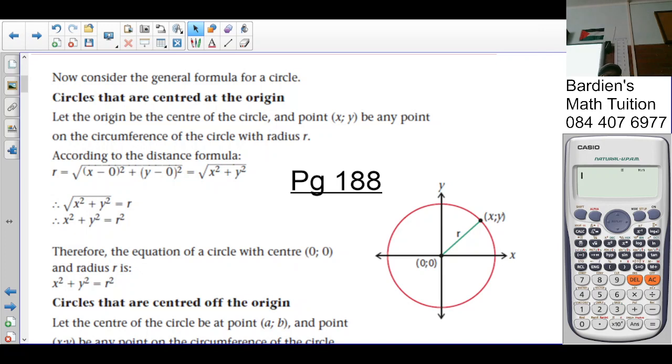So now consider the general formula for a circle. Analytical geometry is 30 or 35 marks in your final exam. 10 marks is on the circles, the rest is all on grade 11 geometry. So if you did well in grade 11 geometry, you will do well in this section as well.